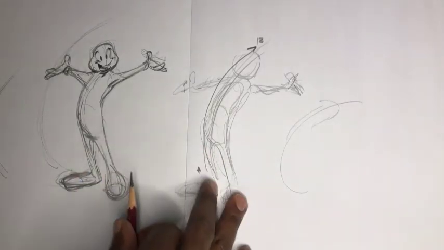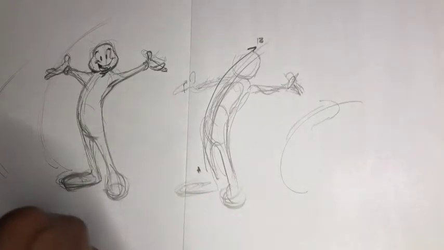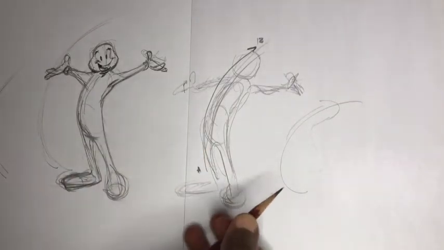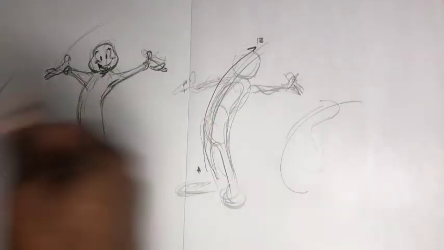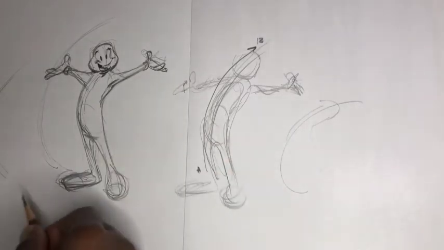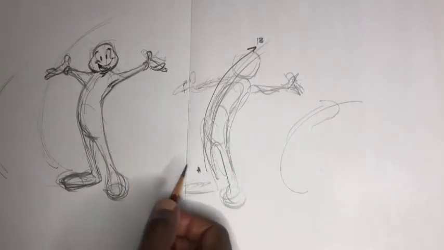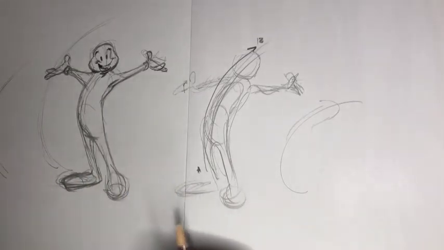So the line of action is useful. It can be very, very useful in terms of your storytelling, whether in animation, illustration or comics. If you want your audience to say, hey, look this way, or you want people to have a certain kind of feel of energy, that's what the line of action will do for you.